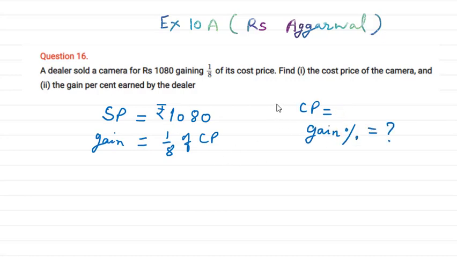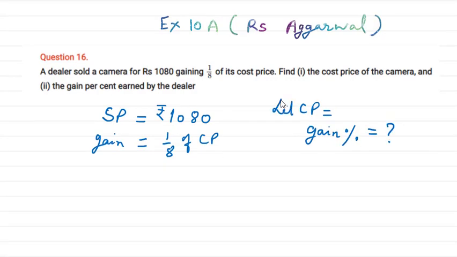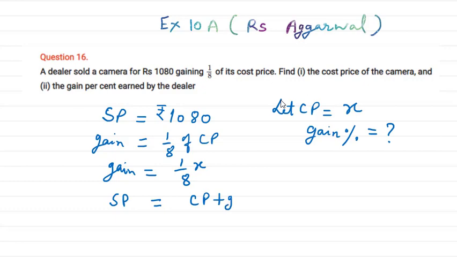So first we will let our CP equal to X. Now it is given that the gain is 1/8 of CP. So that means your gain will be how much? 1 by 8 of X. Now you know that selling price is equal to cost price plus gain. So here you can put the values: CP is X and gain is X by 8, and SP is already given, that is 1080. So you can calculate the value of X here.